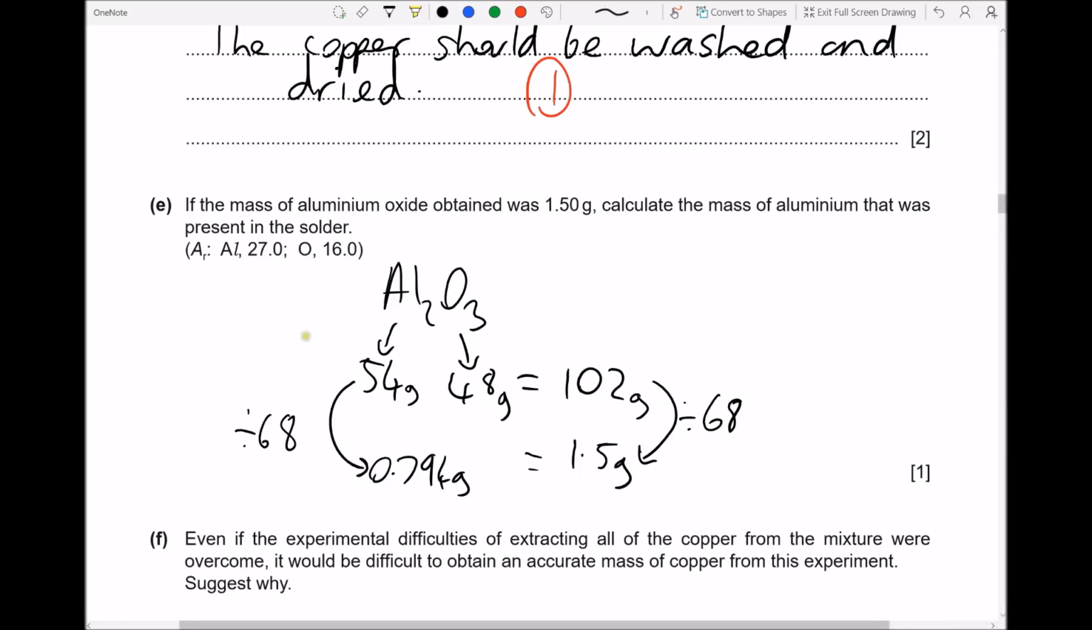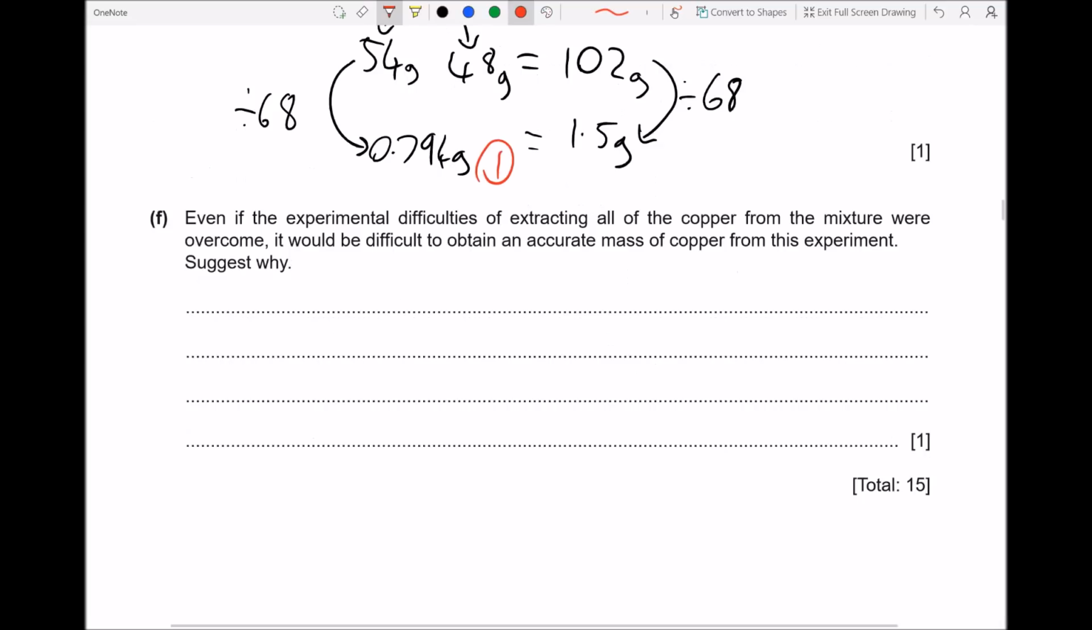There you go. And remember this is for aluminium, so that's why we took that 54, because we want to work out the mass of aluminium. So that's 0.794 grams that we have there. And obviously that just gets you the mark there. So that's 1 mark. Okay, and then on F, it says even if the experimental difficulties of extracting all the copper from the mixture were overcome, it would be difficult to obtain an accurate mass of copper from this experiment. And we're going to suggest why.